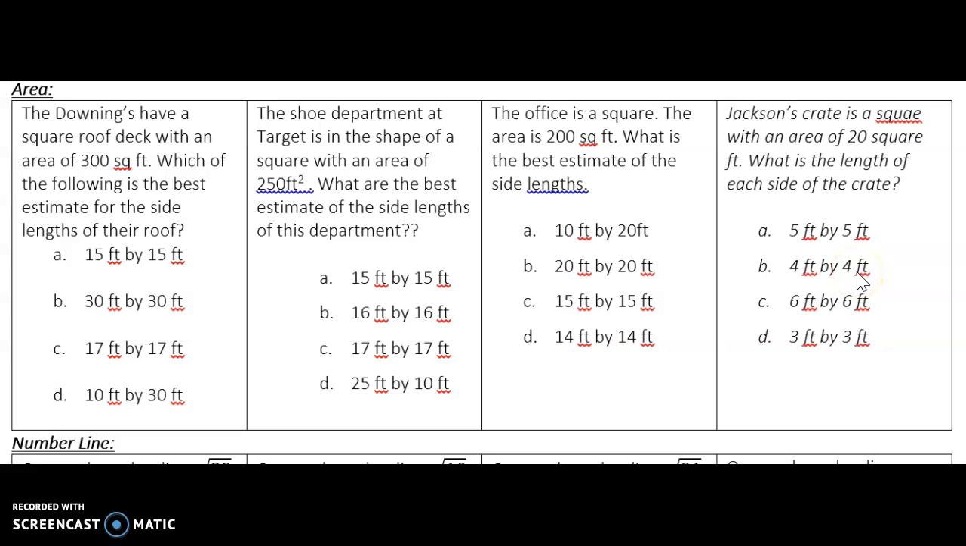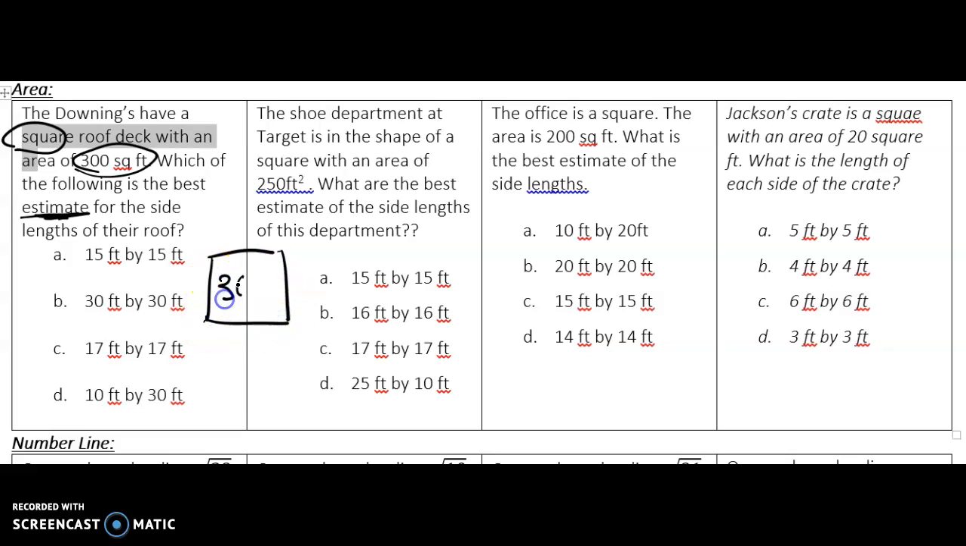All right, the Downings have a square roof deck with an area of 300 square feet. Which of the following is the best estimate for the side length of their roof? Okay, I'm going to draw myself a square.